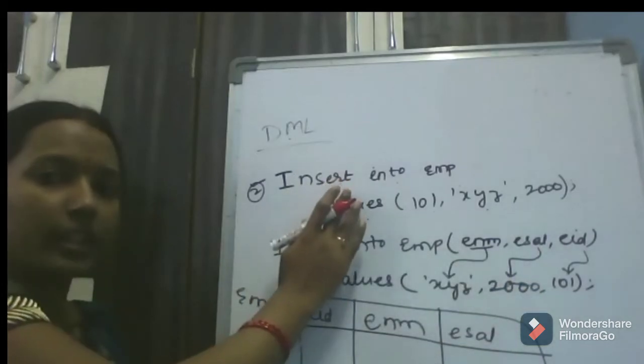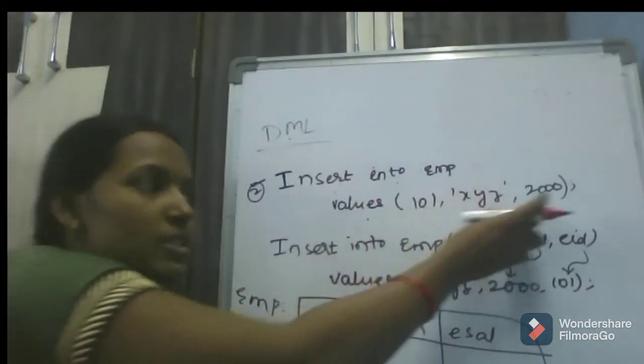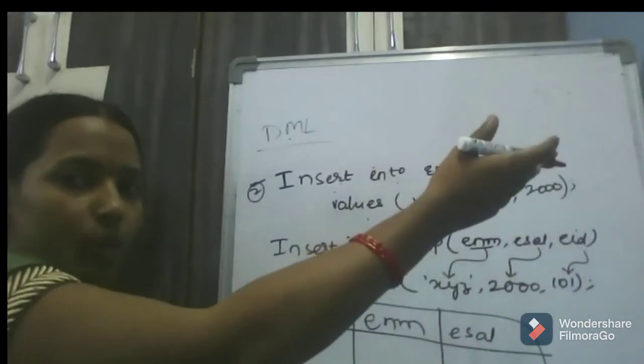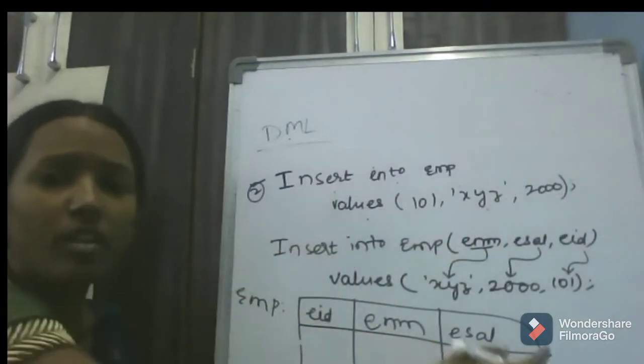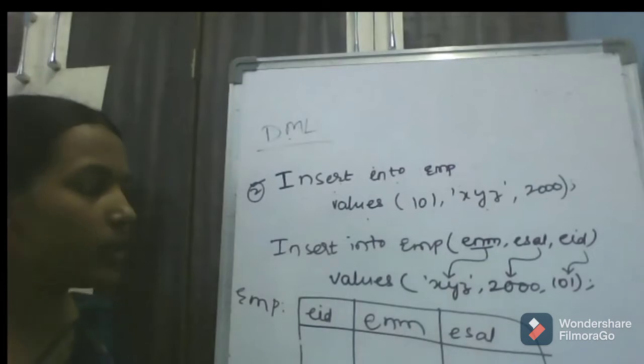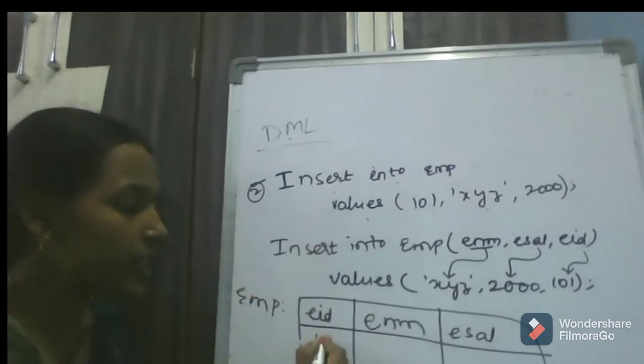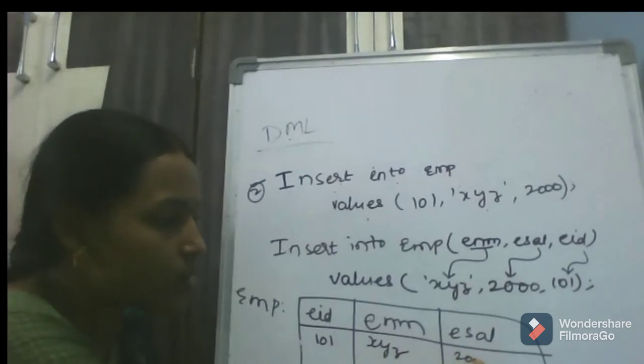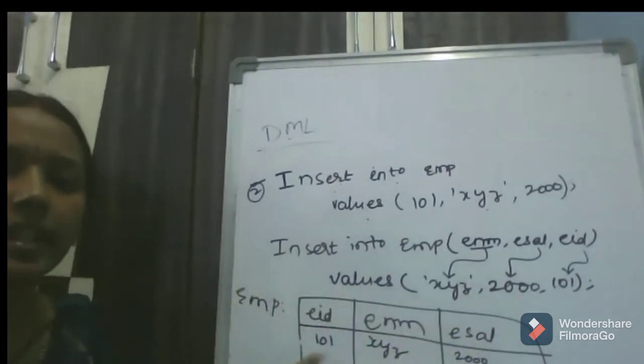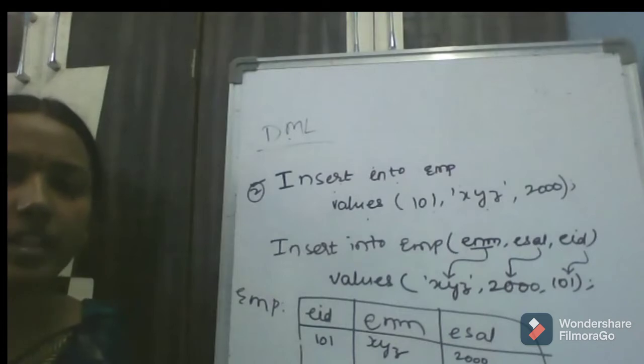But in the first syntax, whatever values you are giving there must be in the same order as the table columns. Clear? So 101 as the employee ID, XYZ as the employee name, and 2000 as the employee salary will be inserted into this table. Clear?